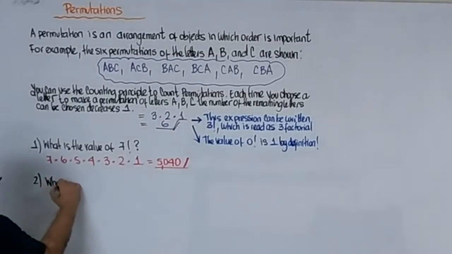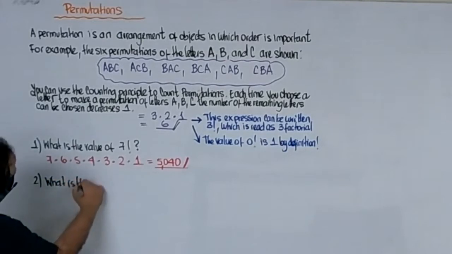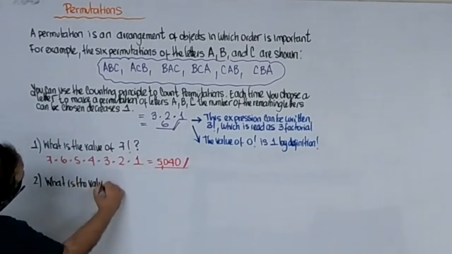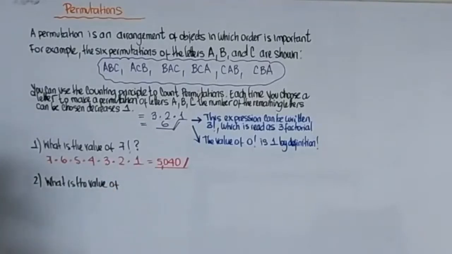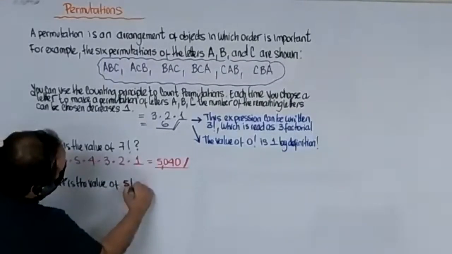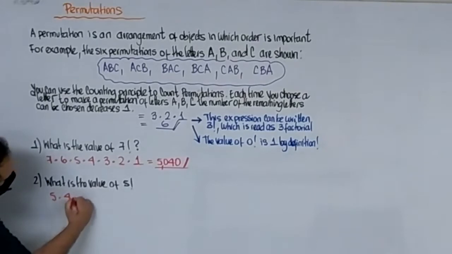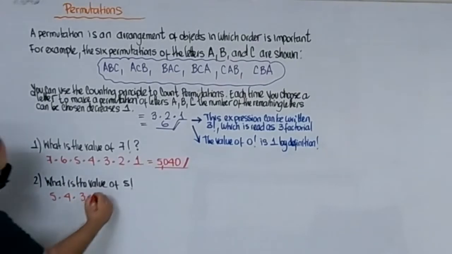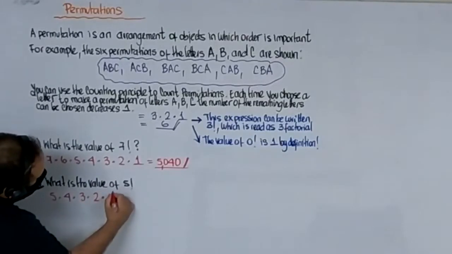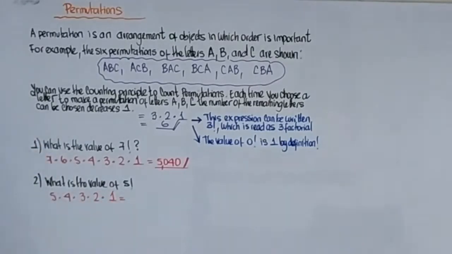What is the value of 5 factorial? Okay, 5 factorial, what does that mean? We're going to start from the number 5, right? We're going to start from 5. The next one will be 4. The other one will be 3. The other one will be 2. And the last one will be 1.